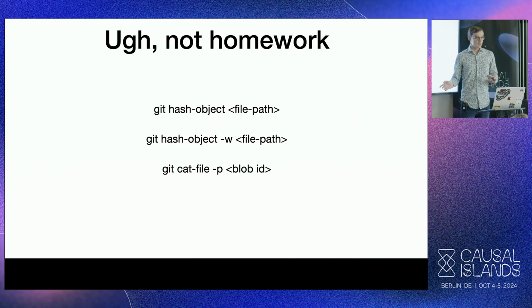If you want to play around with objects in the object database, there are some commands that you can use to explore these. The first one is git hash-object, which you can pass a file path, and it will take that file, perform the hashing operations, and give you an output hash. But by default, that's not getting written to the object database. So you can pass the -w argument, and it will actually write that to the object database for you. And then you can read it back using git cat-file -p, pass it the blob ID, and you'll be able to read and write files from the object database.